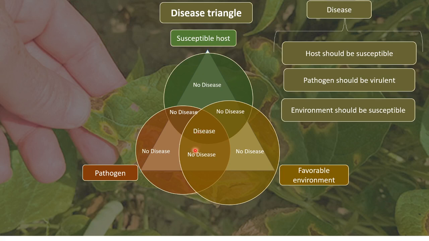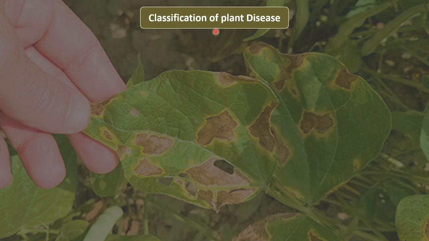Okay, so now that you know about plant pathology, what is a healthy plant, what is a diseased plant, and what is the disease triangle, that is, what are the requirements for disease to happen, we move to our next topic, which is classification of plant diseases. Right. So plant diseases can be classified into many types. There are various criteria based on which plant diseases can be classified. We consider each of these criteria one after another.